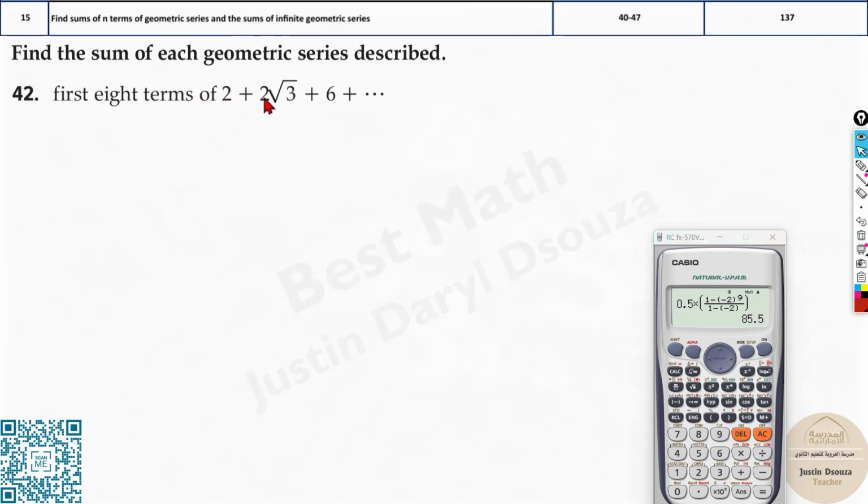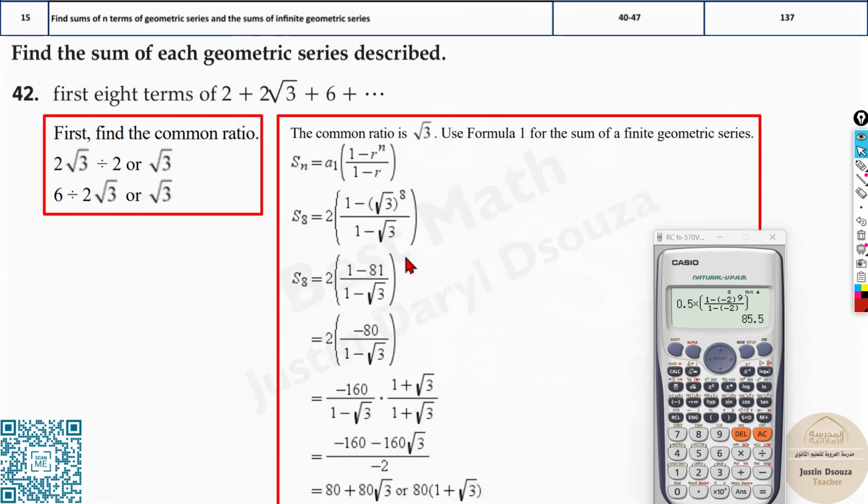Similarly, please do solve this one as well. What will be the R value? It will be 2 root 3 divided by 2, so it will be just root 3. Because it's in a different form, I'll just solve this one as well. It will be 2 here, that's the first term. And what do we have here? It's square root 3. What is N? It's 8 terms, so it's 8. Over here, you just change R to root 3. And that will be the answer: 80 plus 80 root 3.